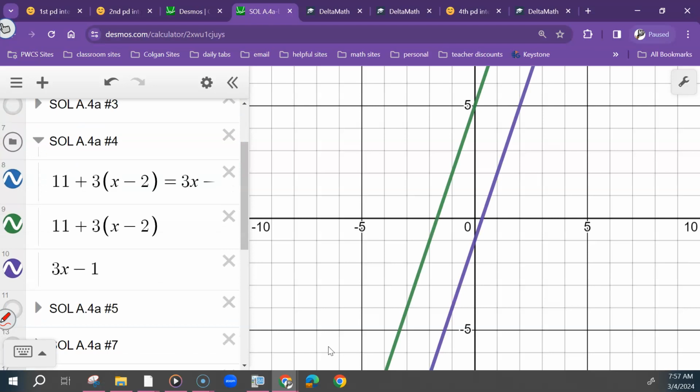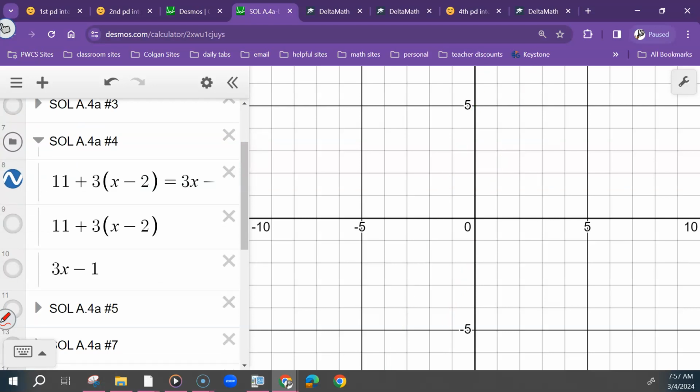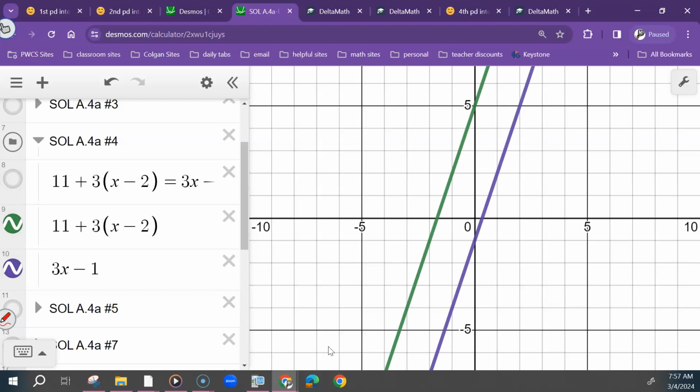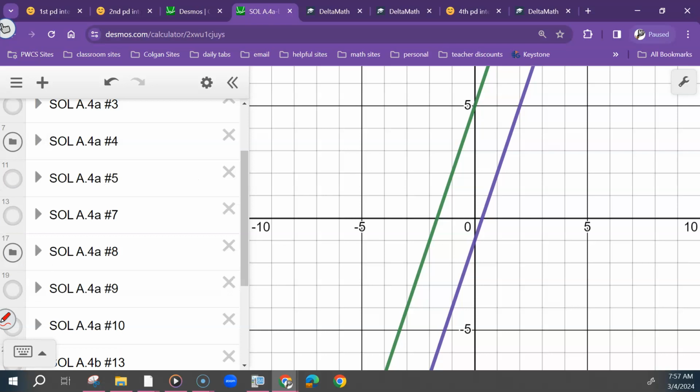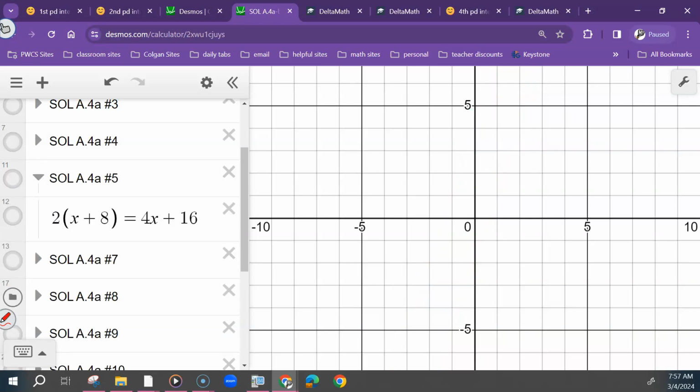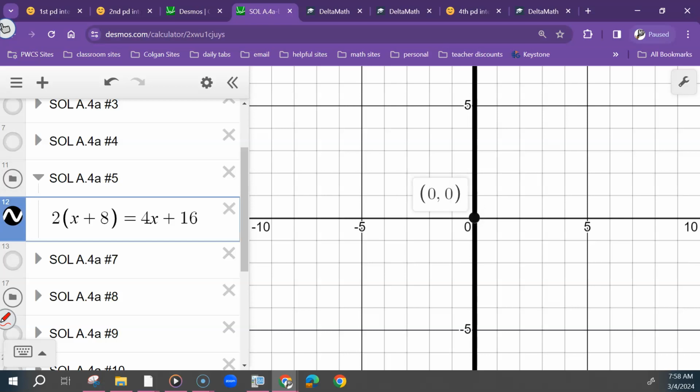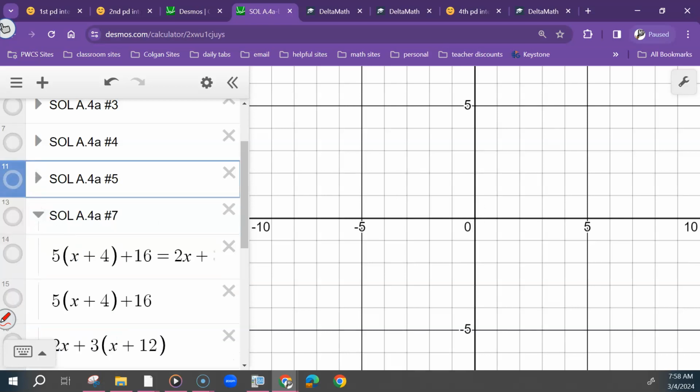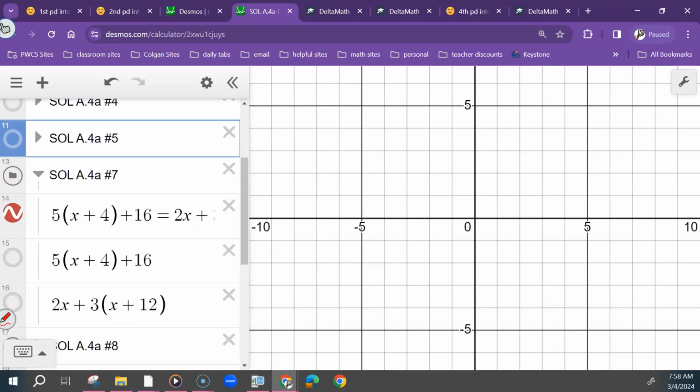If you had typed this in originally, nothing would appear. But if you typed in both sides, you would see that there are parallel lines, so they would never cross, no solution. One solution, it'll tell you what that is. Infinitely many, again, nothing would appear. But if you type them in separately, they overlap, so that would be infinitely many.